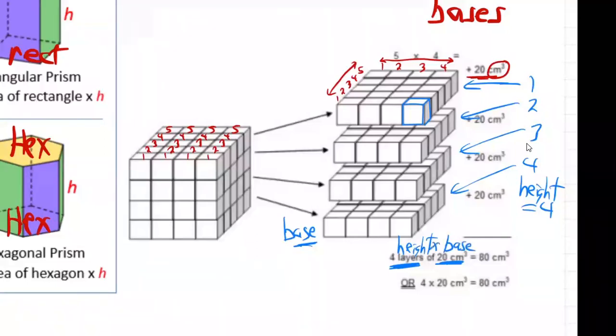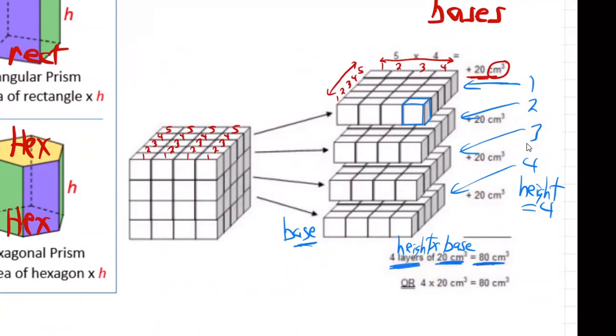So notice what you're doing. You all know that there's 80. There's 80 there because there's 4 groups of 20, right? Every one of us can look at that and go, well, there's 20 cubes and there's 4 layers of 20 cubes. There's 80 cubic centimeters there. There's 80 cubic centimeter by centimeter by centimeter cubes.